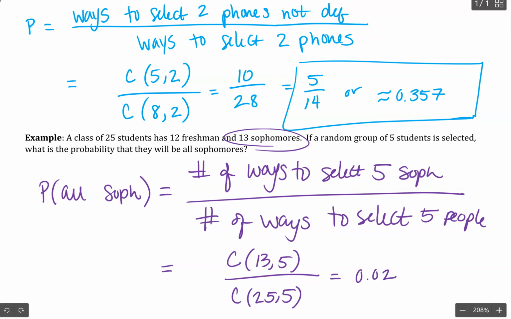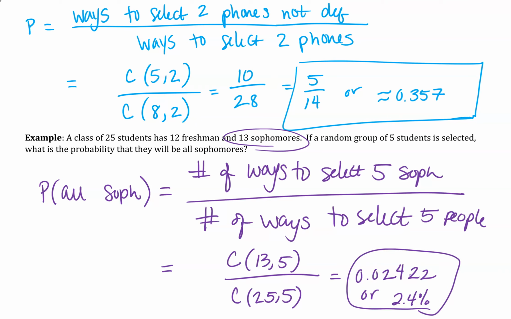0.02, round a little bit further, 0.02422, or about 2.4%. So a pretty small probability that we would get all sophomores in our group of 5 that we're selecting.